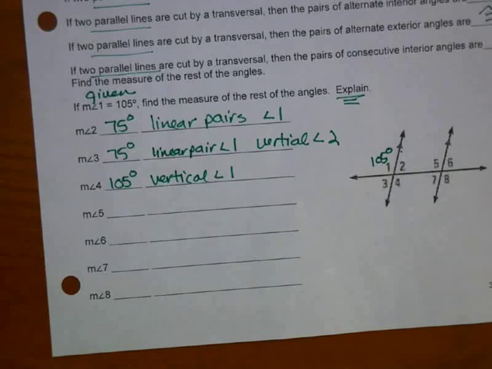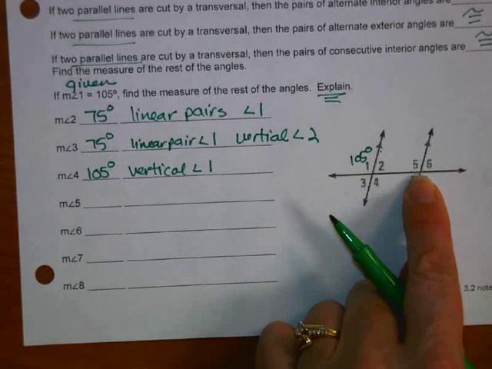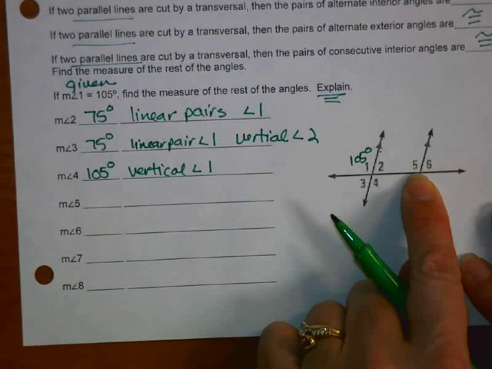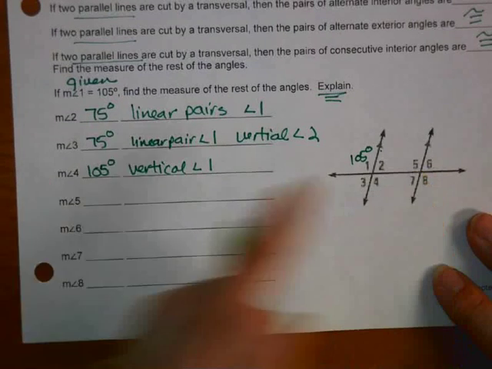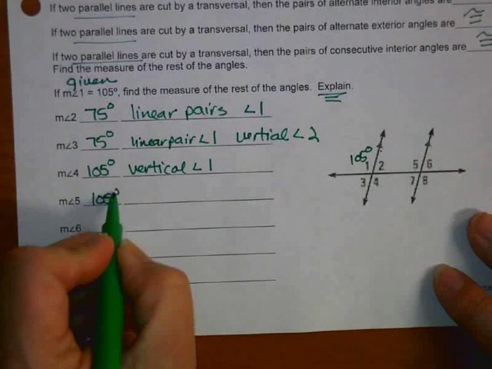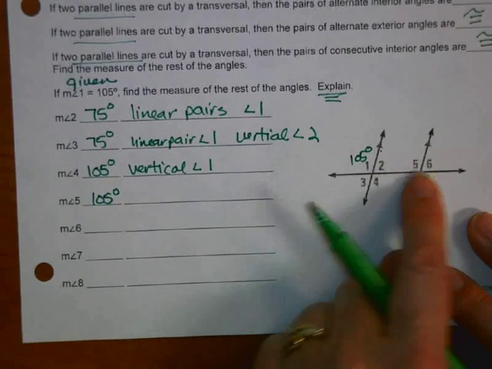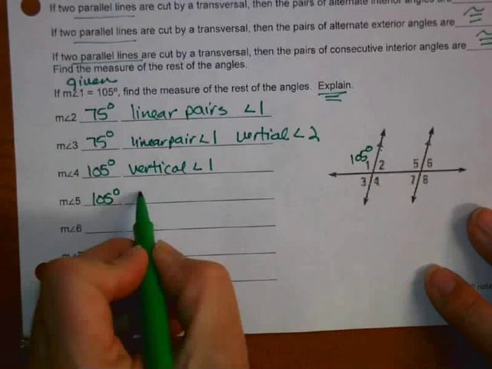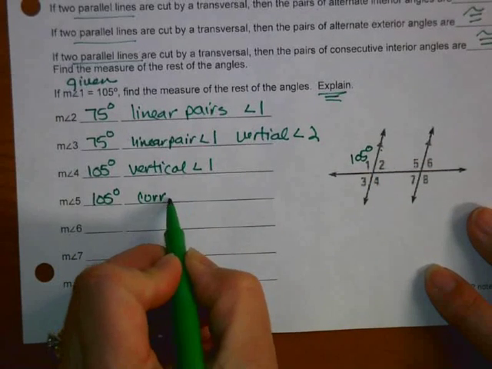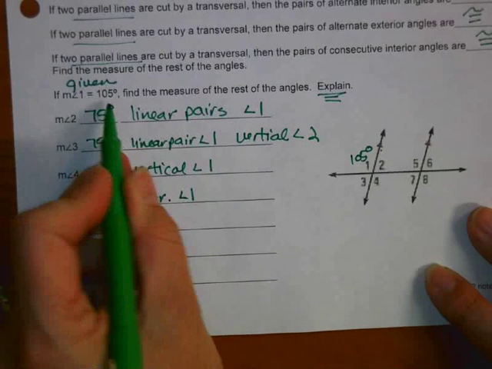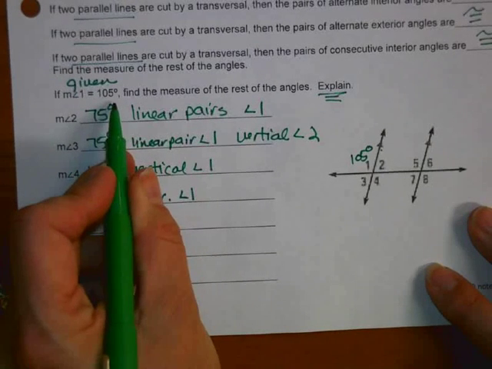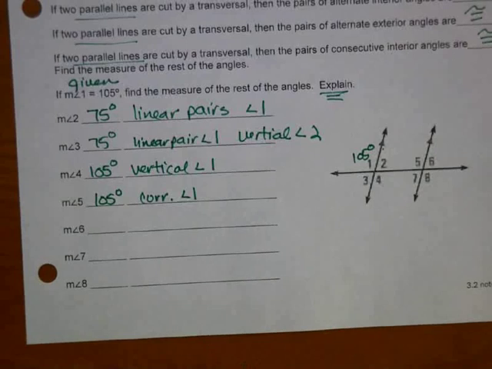All right, the measure of angle 5, which is over here. So how big is that? How do you know that? Yes, a corresponding angle with angle 1. Again, I'm always going back to that given one if I can. That's the safest bet. All right? Angle 6. So what's angle 6?